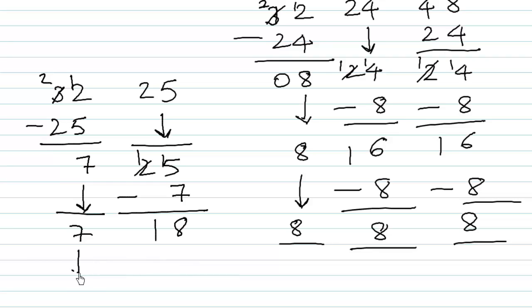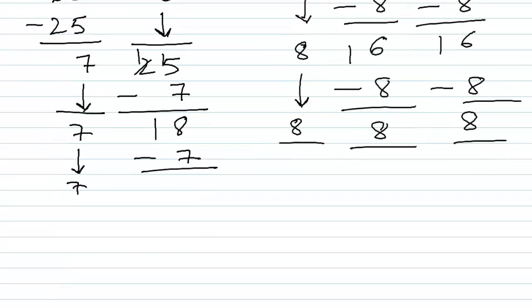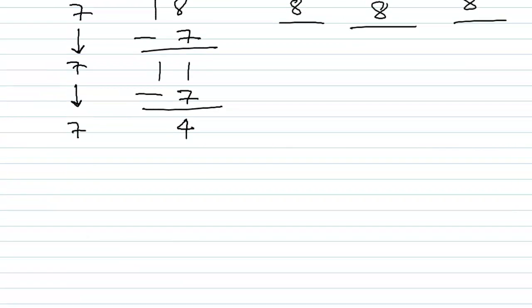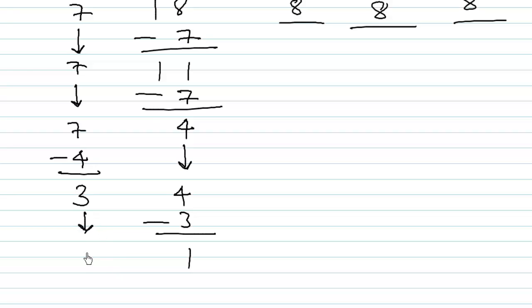Again, 7 is a smaller number. So bring down the 7 as it is and subtract 7 from here. And we have 18 minus 7 is 11. Again, 7 is smaller. Bring down the 7 as it is and subtract 7 from 11. So 11 minus 7 is 4. And now compare 7 and 4. We have 4 as a smaller number. So subtract 4 from 7, and we have 3. And bring down the 4 as it is. And now 3 is smaller. Subtract 3 from this. You get a 1. And bring down the 3 as it is.